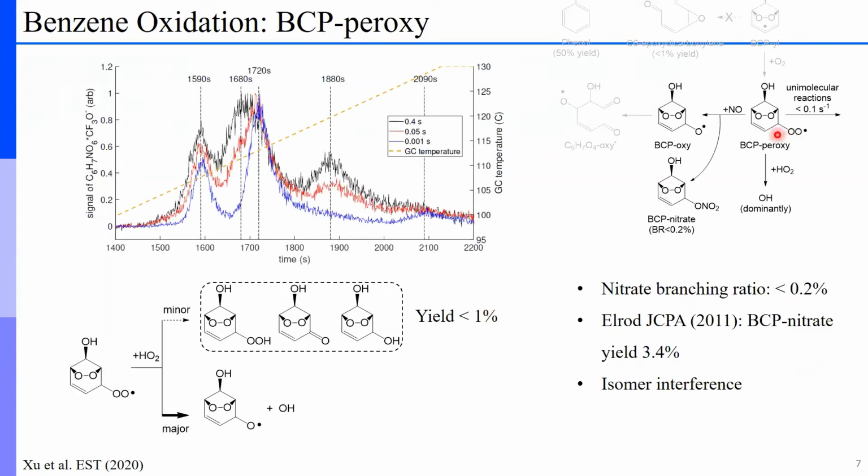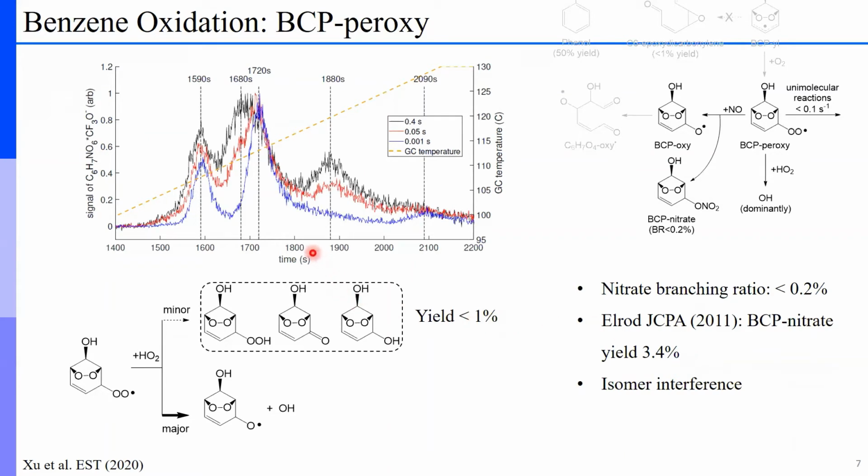Next, let's move on to the reaction of this bicyclic peroxy radical. When it reacts with NO, less than 0.2% becomes organic nitrate. This value is surprisingly small. To the best of our knowledge, there is only one study that reported the yield of this bicyclic nitrate, which is 3.4% by Elrod. The difference between the two studies is mainly because of isomer interference.